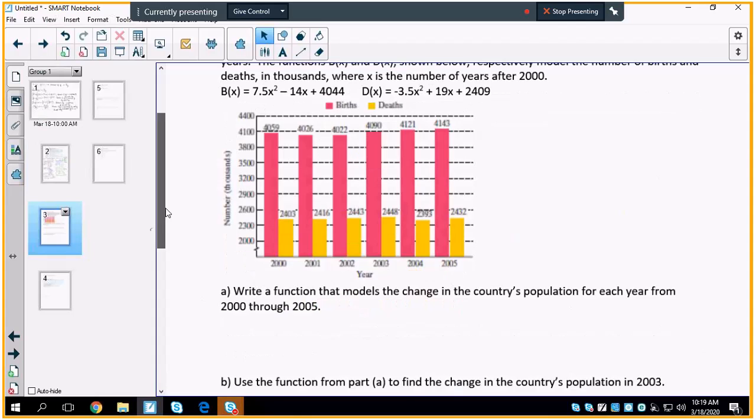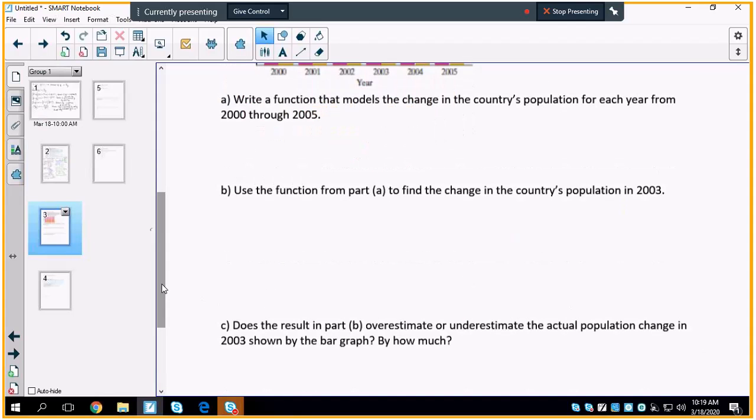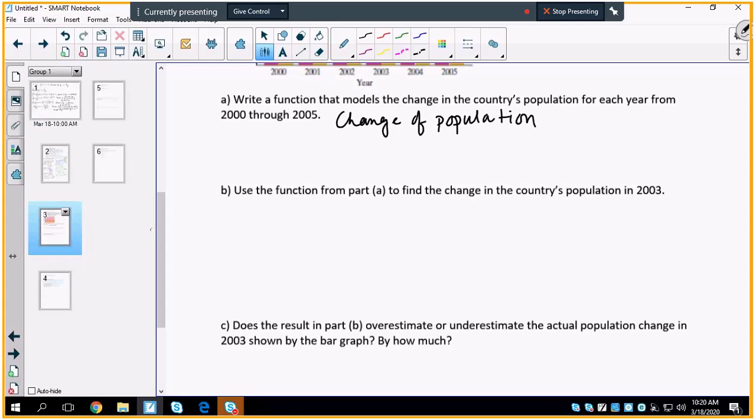So the first question is asking us, write a function that models the change in the country's population for each year from 2000 to 2005. So recall change of population. If I want to give it a variable name, I can use any letter for doing this, but because of the word population, it seems natural for me to say change of population p(x) is b(x) minus d(x). Let's try to think about this for 1 minute. Why I said change of population will be b(x) minus d(x).